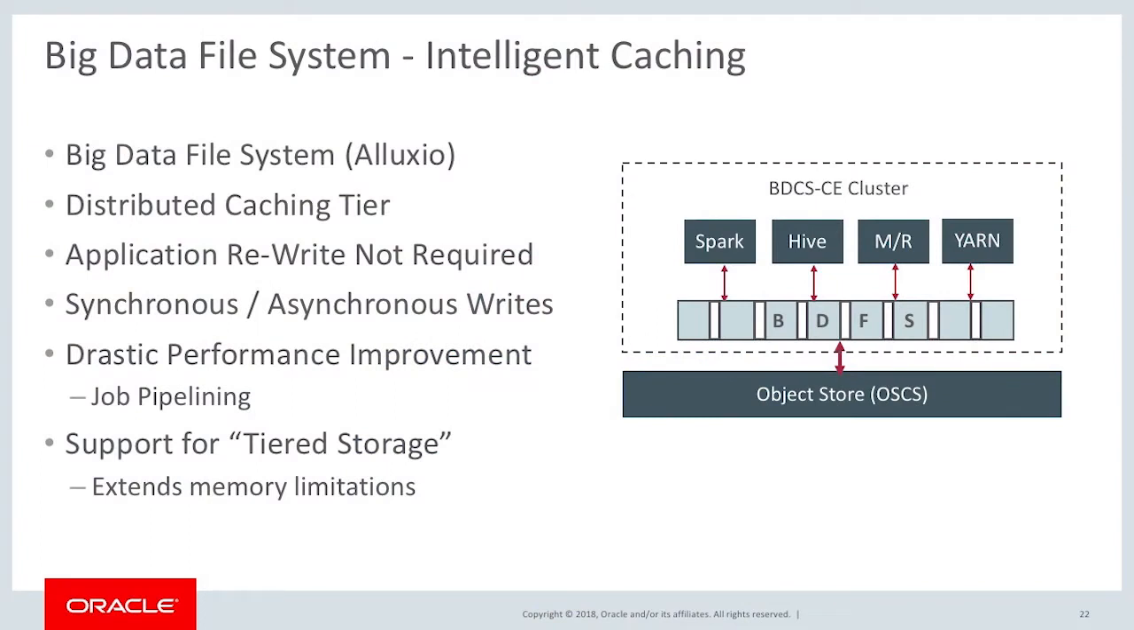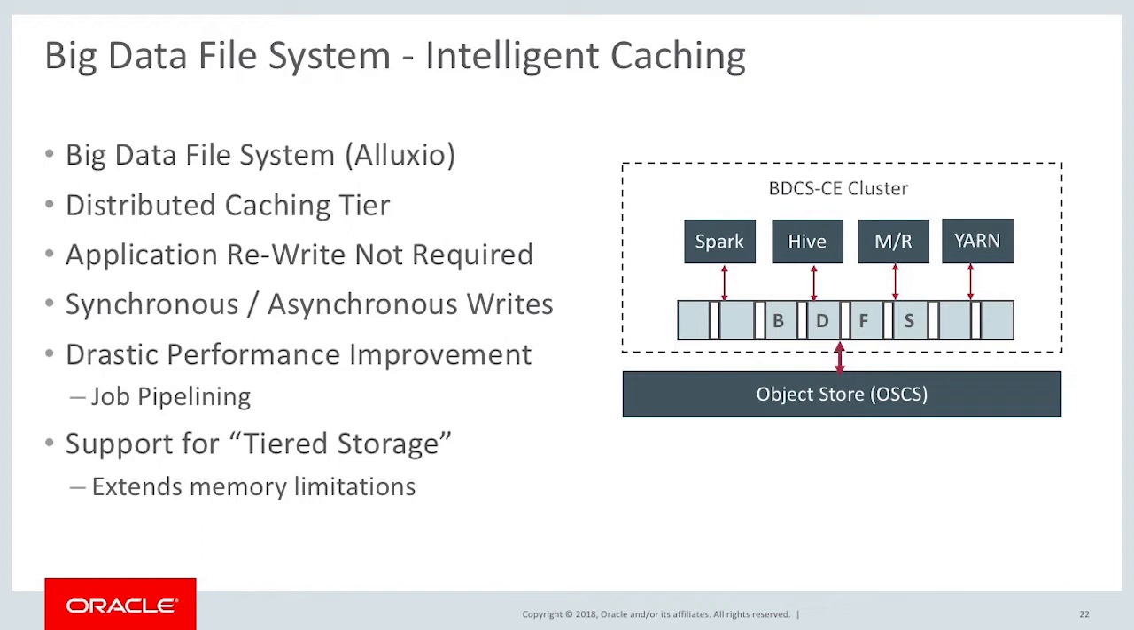Initially I mentioned that architecturally we have object store as the data lake, and then we have a big data cluster. A lot of customers ask this question: are my big data workloads latency sensitive or throughput sensitive? If I have to make a round trip to object store all the time, then that is the big challenge for us.